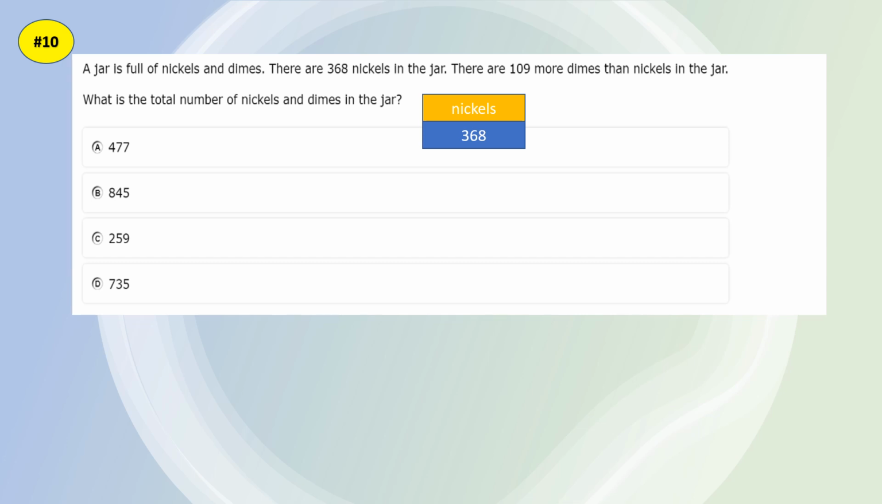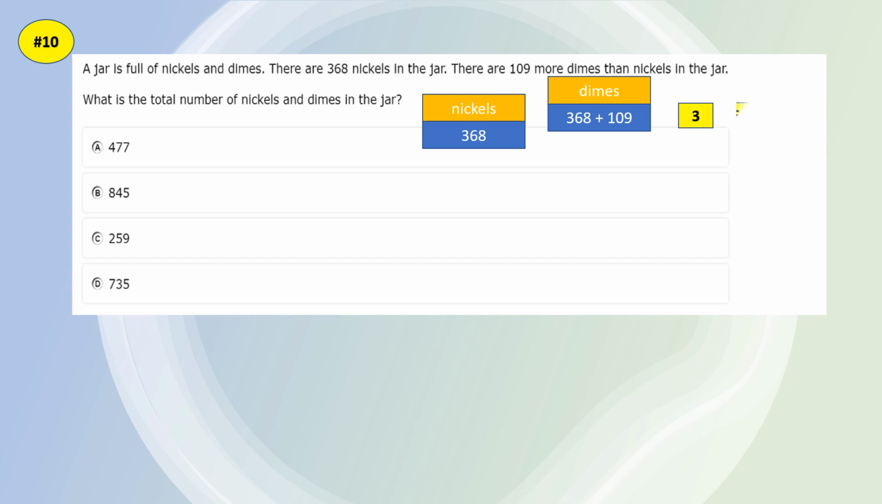There are 109 more dimes than nickels in the jar. Well, it doesn't tell me how many dimes there are. It just tells me that there are 109 more dimes than nickels. So I need to find out how many dimes there are before I do anything else. So I'm going to write dimes, writing a note to myself. And then to find out dimes, I have to add the nickels, 368, plus 109, because it's 109 more. More means you add. So I need to add 368 plus 109 to find out how many dimes I have.